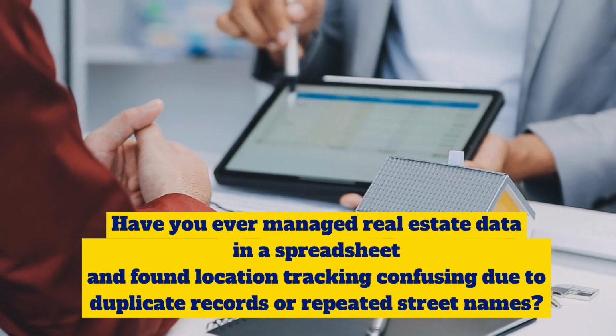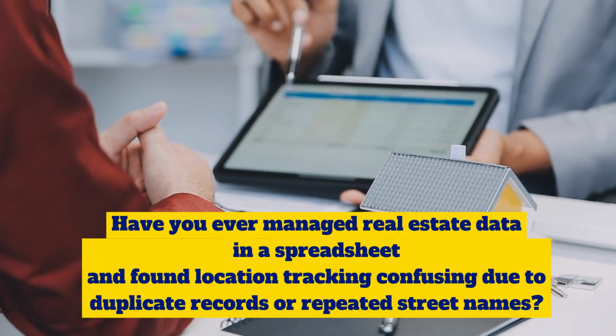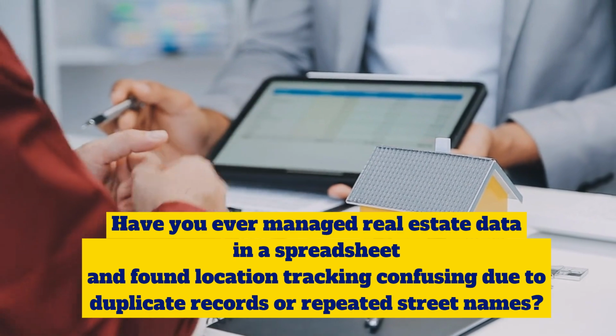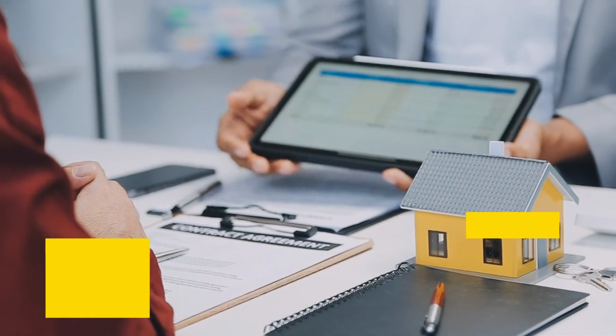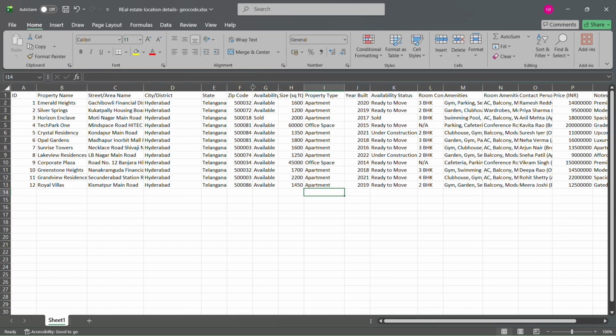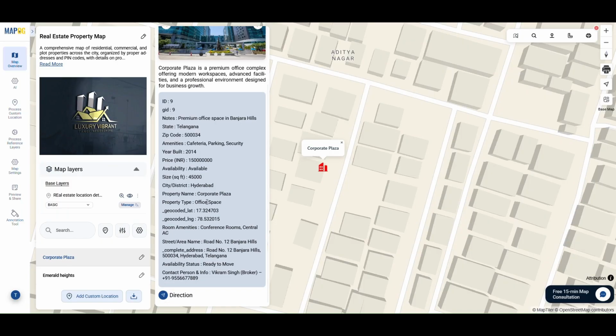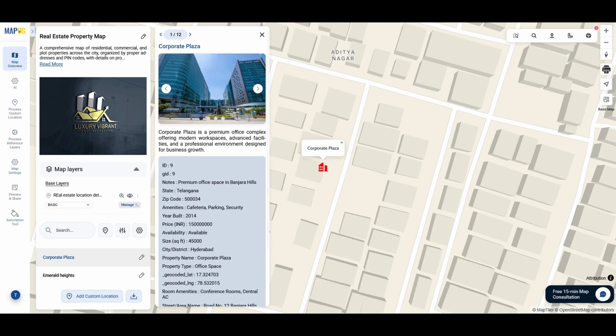Have you ever managed real estate data in a spreadsheet and found location tracking confusing due to duplicate records or repeated street names? With MAPOG's no-code tools, those scattered addresses become clean, reliable map points without any GIS expertise.